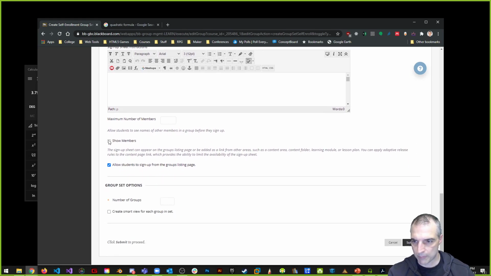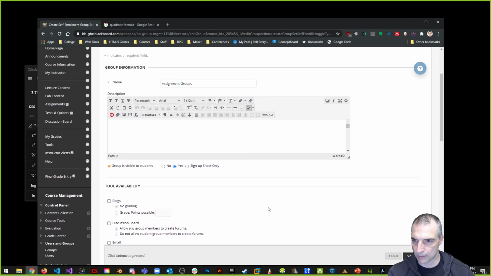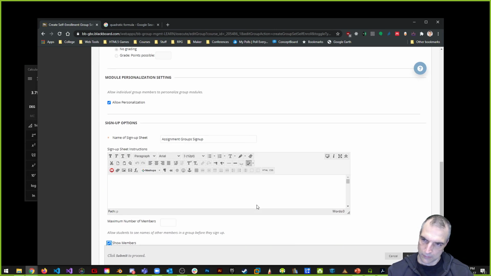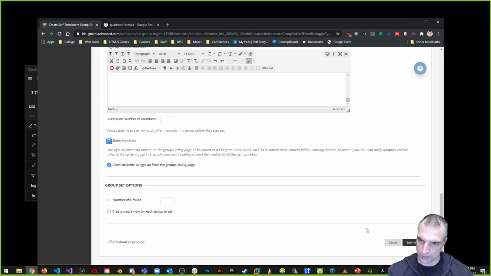I want to show the members, right, as an example. And did I do something wrong? I think I want you guys to auto sign up. Number of groups. Create a smart view for the group set, but maximum members. Maximum members is, we'll say, I'm going to say 3, okay?